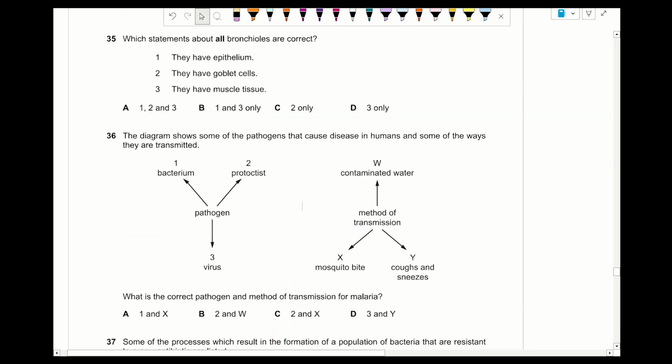Question number 35, which statements about all bronchioles are correct? So this is mainly for memorization. You must memorize the components of each part of the lung, starting from the trachea and then into the alveoli.